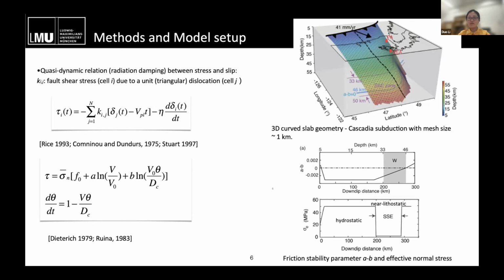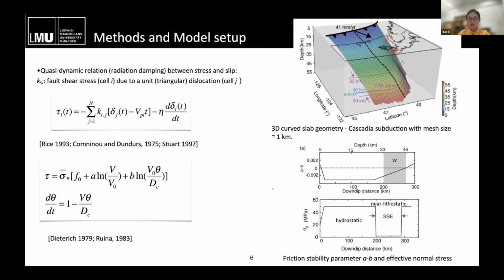So we mesh the fault into small triangular elements at depths between 30 to 50 kilometers, as shown by the contour. Here, we assume a nearly isostatic pore fluid pressure at this depth, which is supported by the seismic imaging of high Vp/Vs ratio at the depths of slow slip events. And we also use a lab experiment-based parameter for a minus b in rate-state friction.